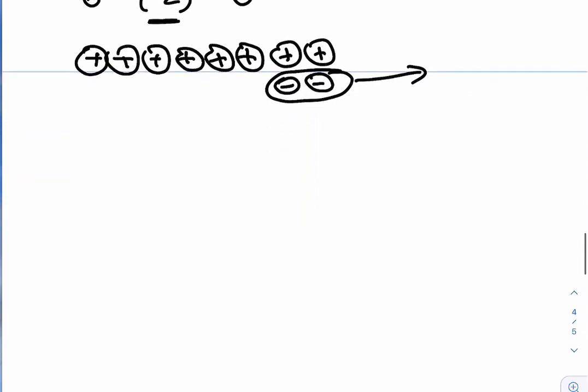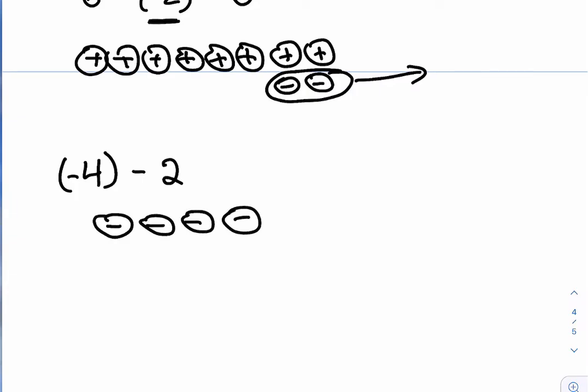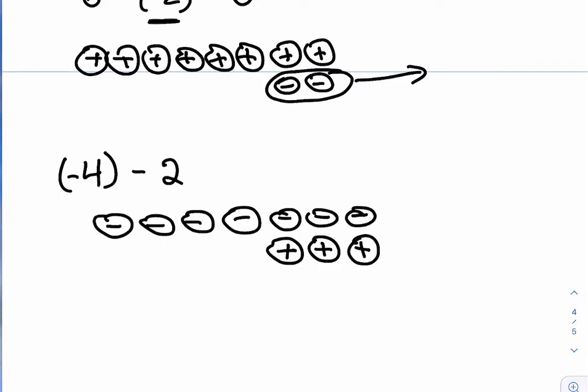Now at times it does come up where we may make a mistake and bring in too many zero pairs. So let's do an example of that where I'll make a slight mistake, but we'll see that it's not that big of an issue. So I have my 4 negative chips. I need to remove 2 positive chips. So our step is, again, we bring in 2 zero pairs so that I have 2 positives. But let's say that I brought in 3 by accident.